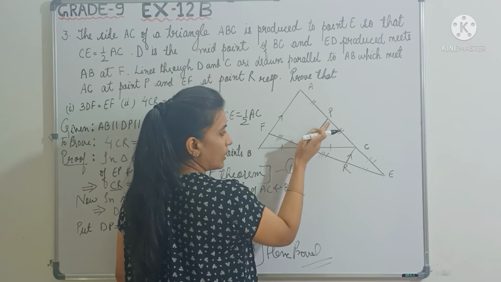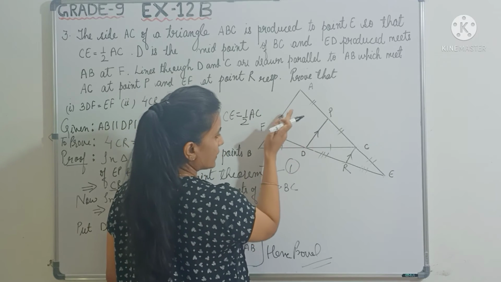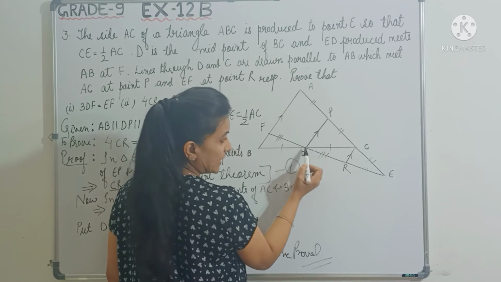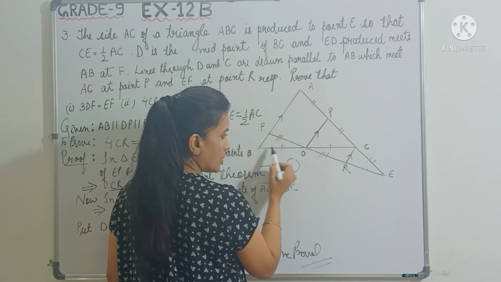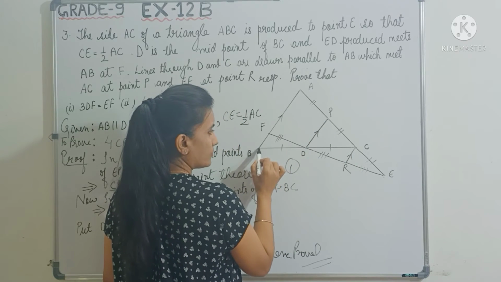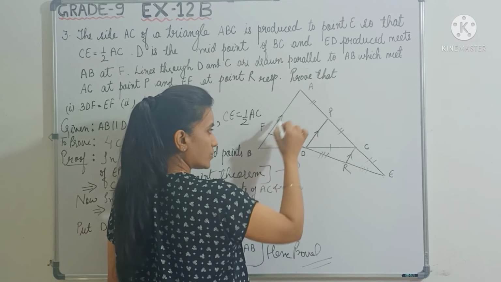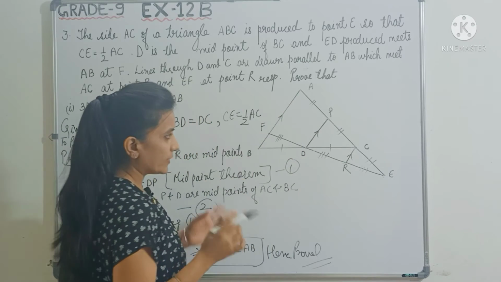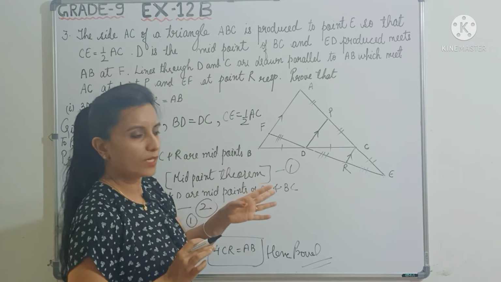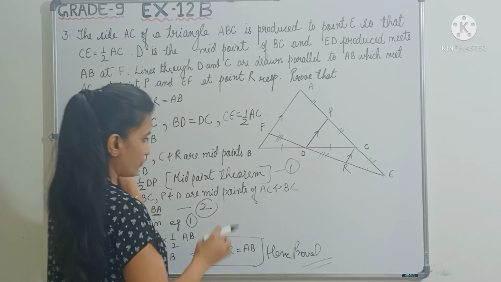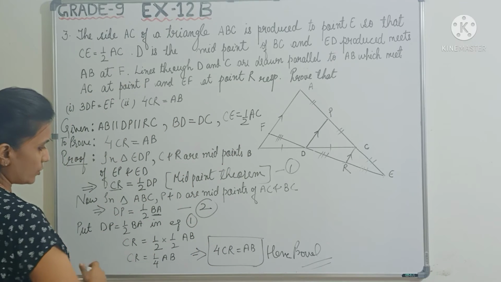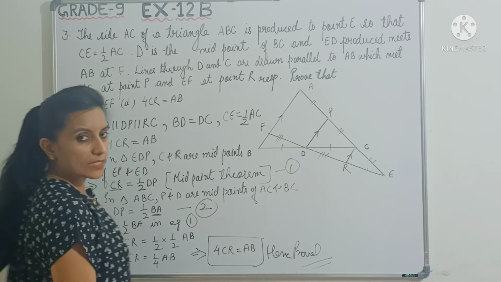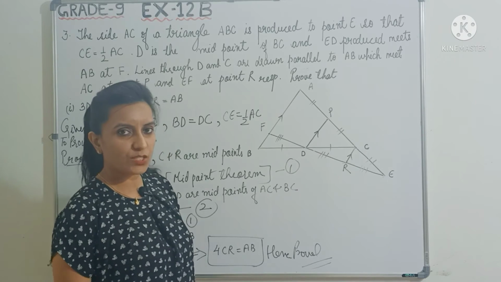So how to figure out a relationship between DP and AB? Here I observed that P is the midpoint of AC and D is the midpoint of BC, right? So which triangle are you getting? You are getting triangle BCA, right? In this triangle, DP will be equal to half of AB, right? So like this, you have to figure out which triangle you have to use. From first and two, you can equate and solve to find this relationship. So I hope it is clear to everyone, right? So let's move to the next question.